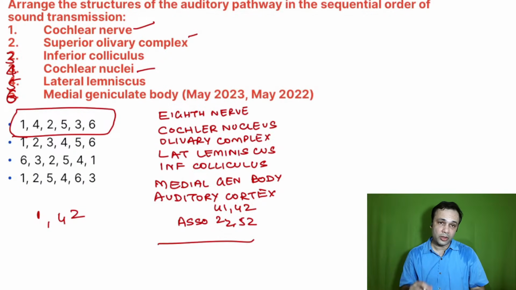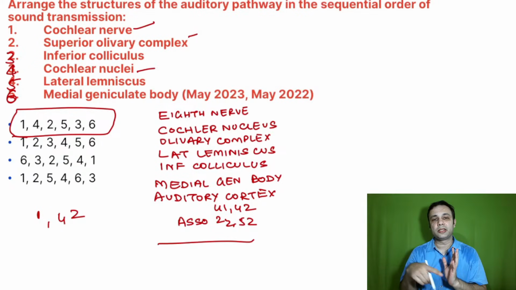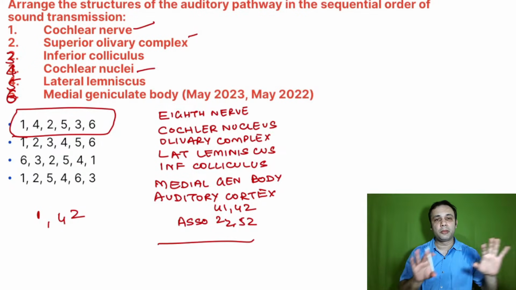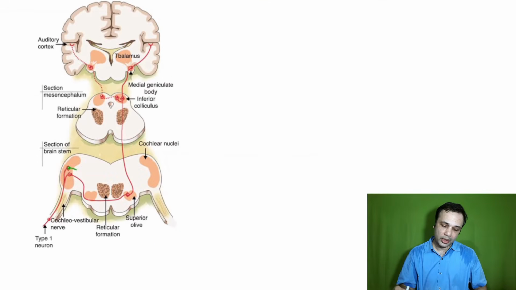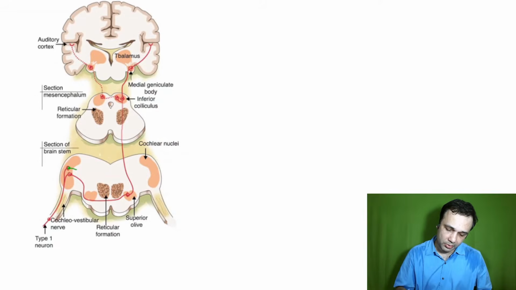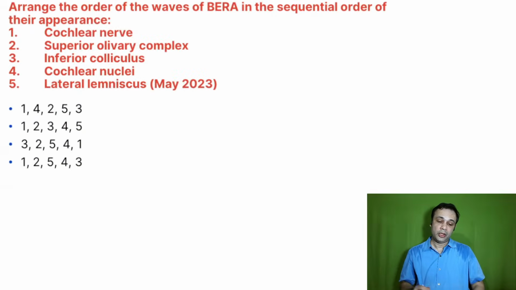If you remember this auditory pathway, definitely this auditory pathway is one area which has been asked over and over again, and this can be translated to the BERA as well. So you need to remember this auditory pathway in detail. This is the image of the same which has been put forth, so you need to understand this image in detail. So next one is related to BERA, right?